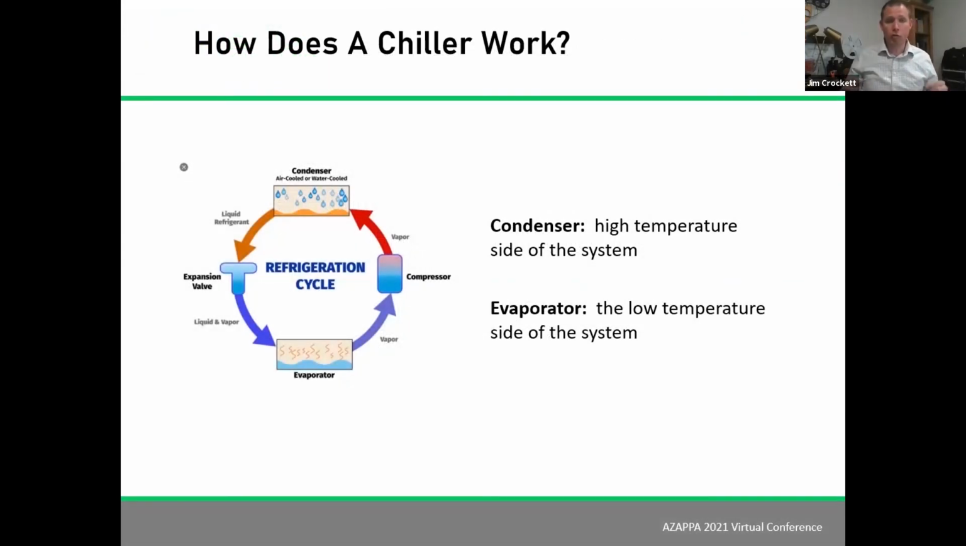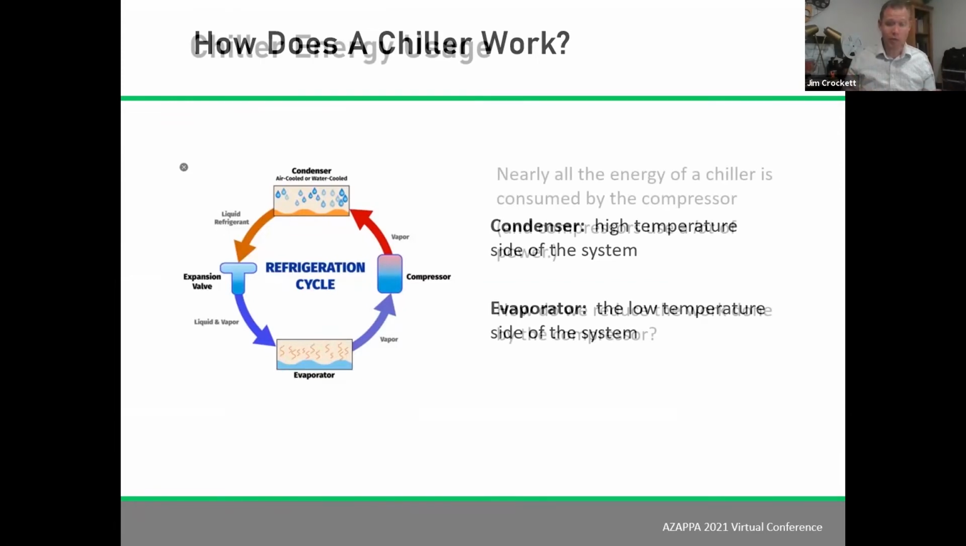Fundamentally, how a chiller works is you have a high pressure side and a low pressure side. The high pressure side is the hot side. That is the side of the condenser. The low pressure side is the cold side. That is where you have the evaporator, and the compressor's job is to take low pressure refrigerant on the evaporator side, compress it, and send it over to the high pressure side.